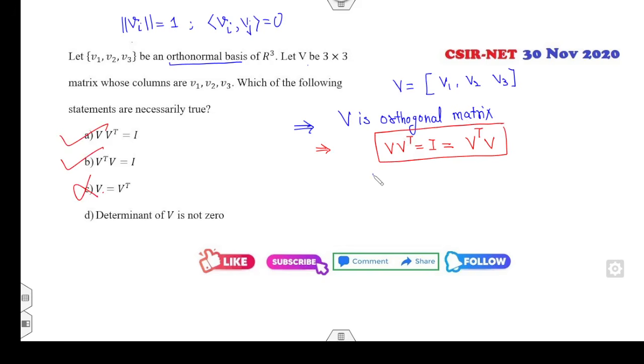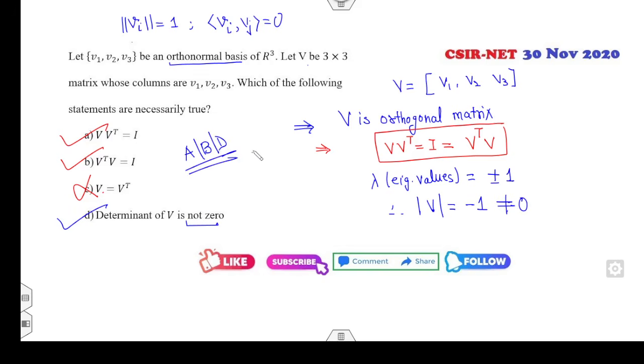How can you find the determinant? Can you find the eigenvalues? We all know the eigenvalues of an orthogonal matrix are plus minus 1. Therefore, the determinant of the matrix is the product of the eigenvalues, which is plus or minus 1, which is non-zero. Determinant is non-zero is the right answer. A, B and D are the correct answers.